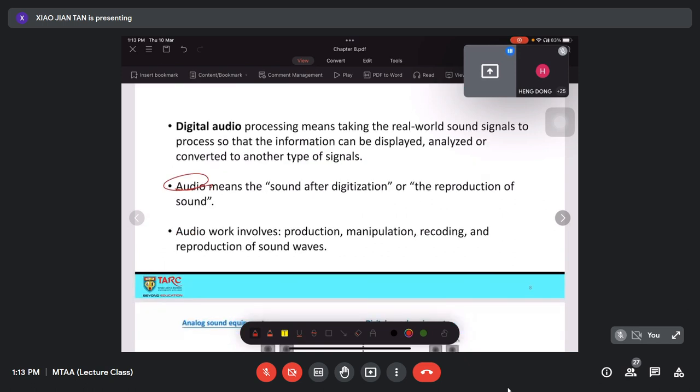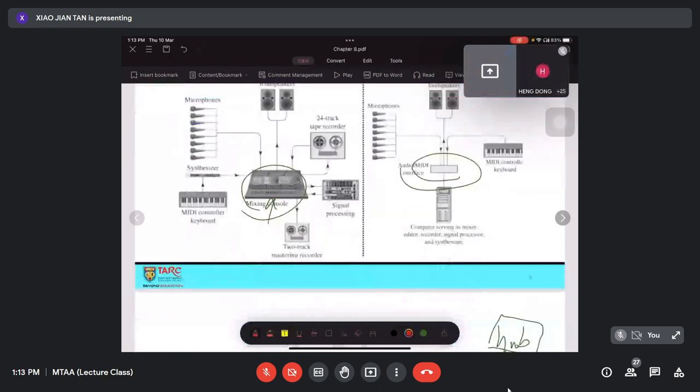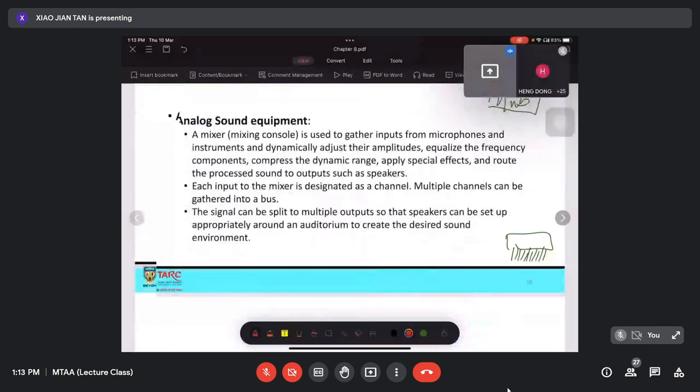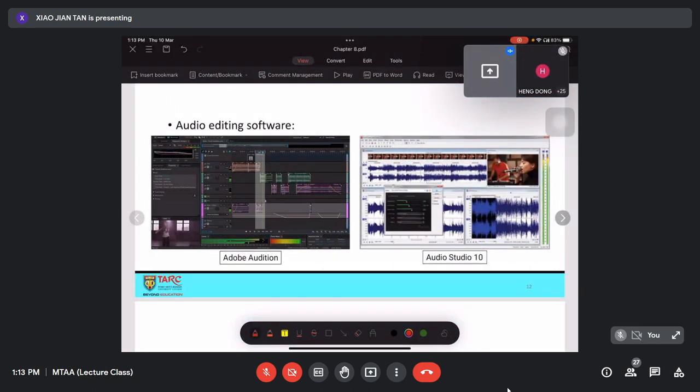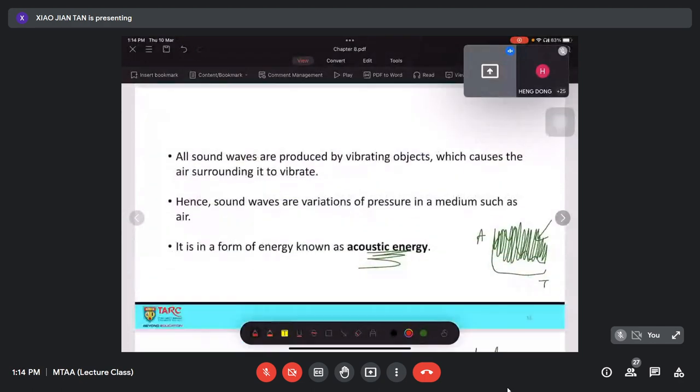Audio works in the production, manipulation, recording, and reproduction of sound. So these are the basic instruments. I have mentioned this one. These are the basic audio editing software, some for laymen, some for experts. But usually for experts, they may charge you subscription fees.